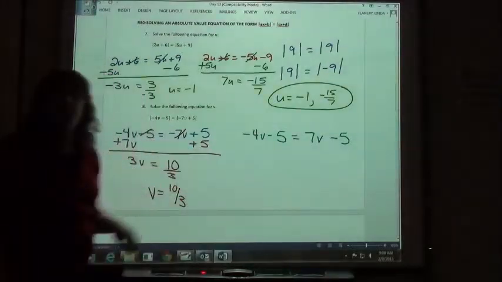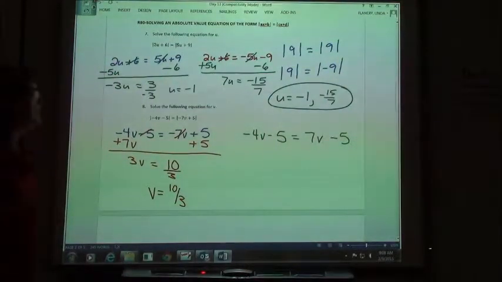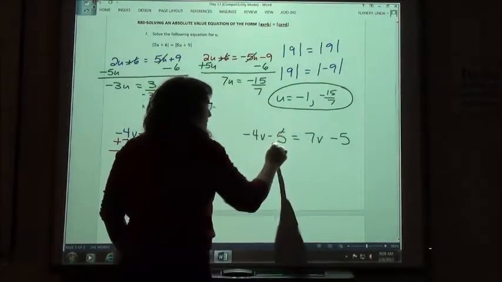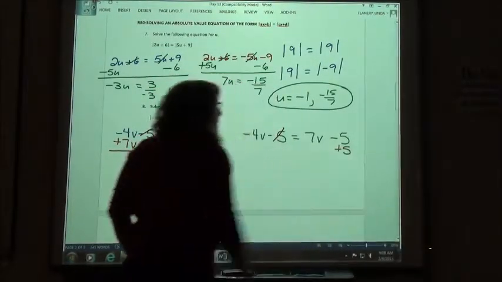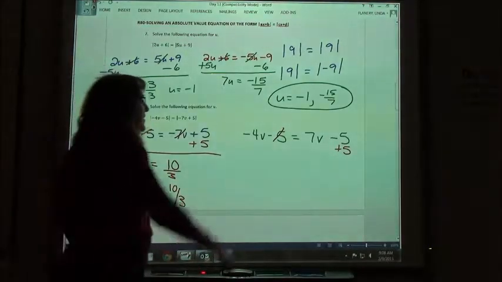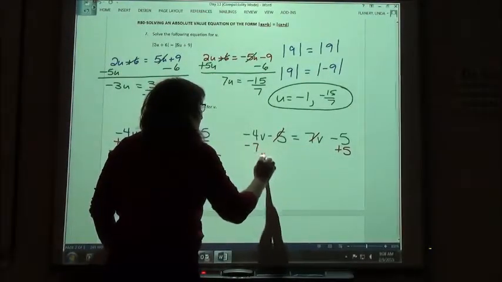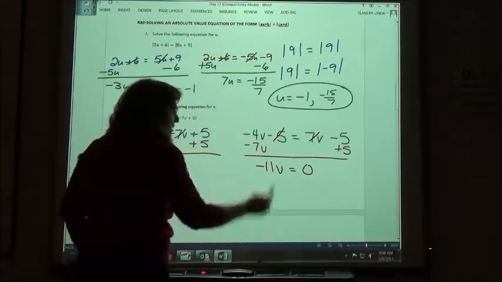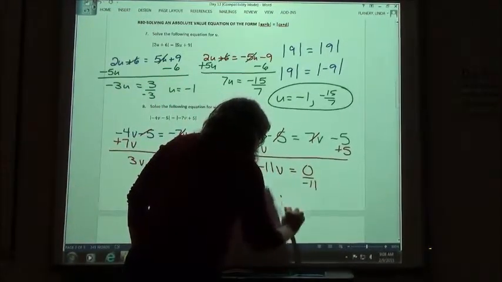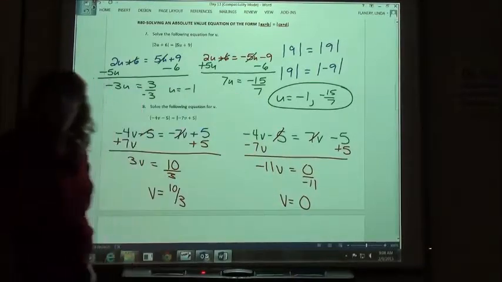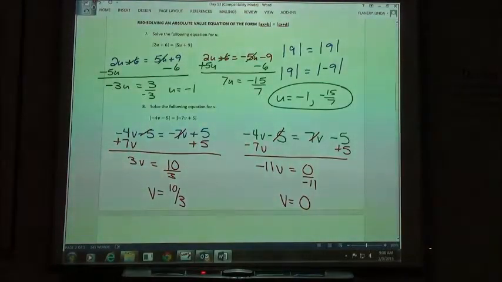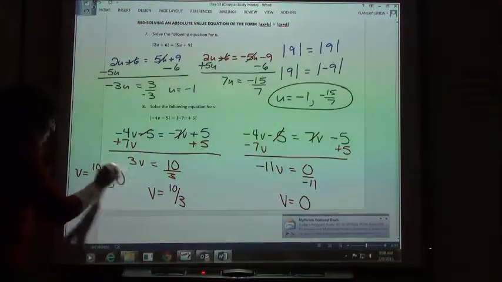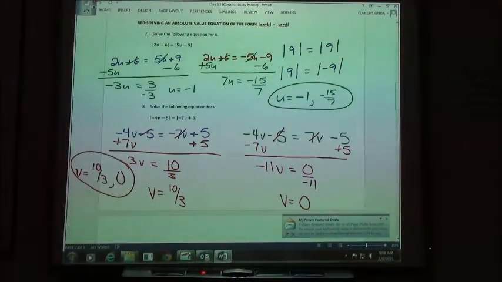On the other side, in order to solve that, we would add the 5 and subtract the 7v. So -11v equals 0, and 0 divided by -11 is still 0, right? 0 can be an answer. V then could equal 10/3 or 0, and I'm going to put in those two solutions.